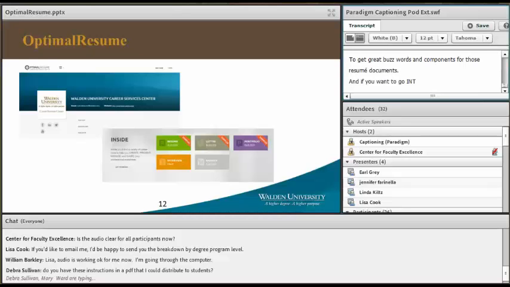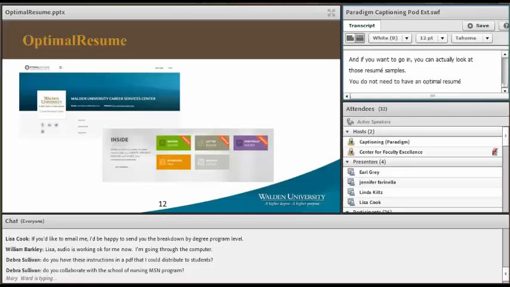You do not need to have an OptimalResume account created. You can just go into the system, click on that green button, and you'll see the samples there. OptimalResume also has its own samples in addition to the ones that we've created.